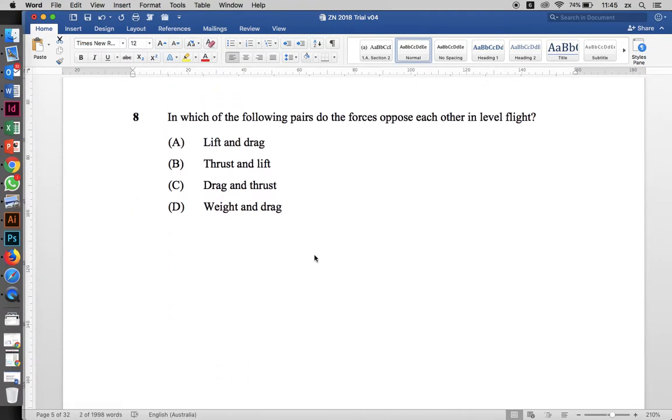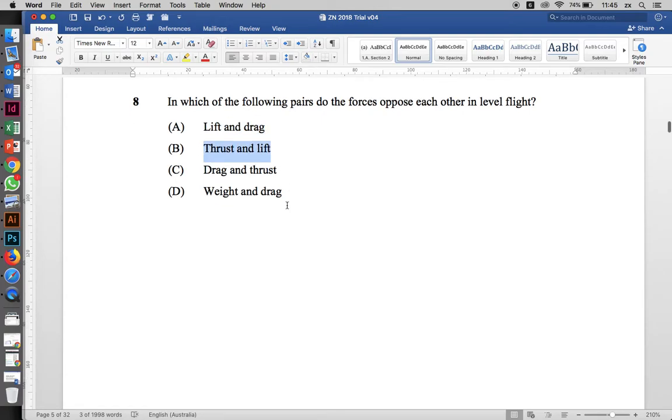Okay, in which of the following pairs do forces oppose each other in level flight? Well, let's have a look. Lift and drag, they're perpendicular to each other. They're not in opposite directions. Lift and thrust are also perpendicular to each other. Drag and thrust, they oppose each other. The thrust is greater than the drag in order for it to actually be moving forward, but they're the ones that oppose each other.